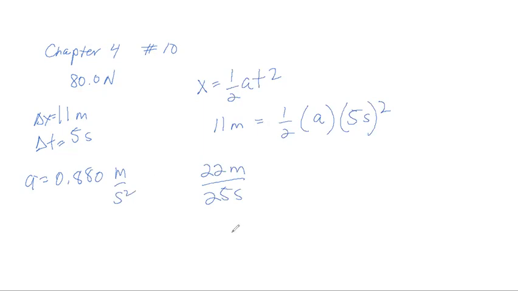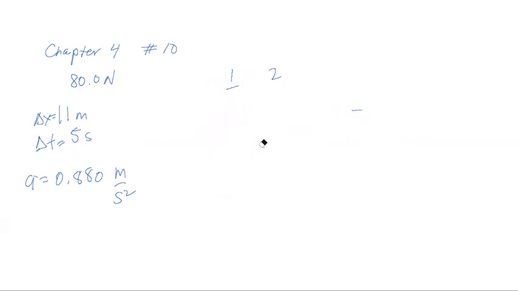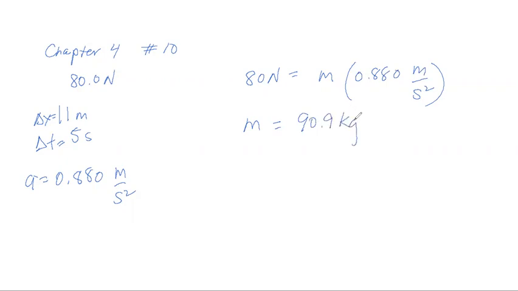Now I need to find the mass of the block of ice. Let me get some board space. All right, so F equals ma. So 80 newtons equals m times 0.880 meters per second squared. m is going to equal 90.9 kgs. All right.